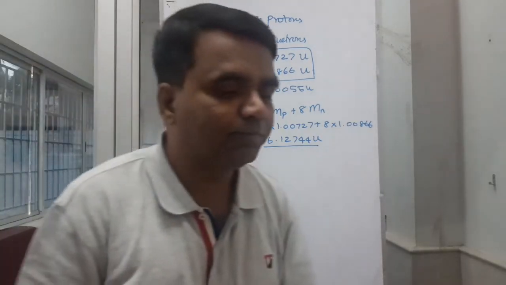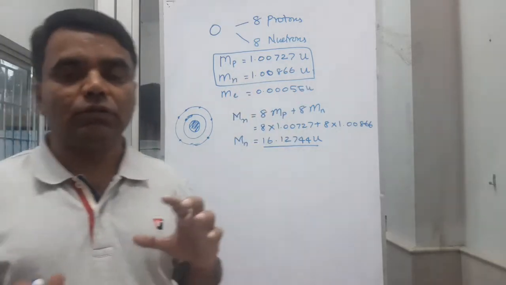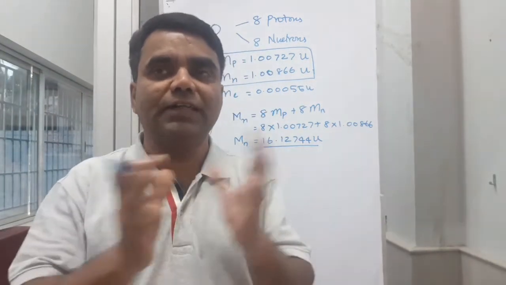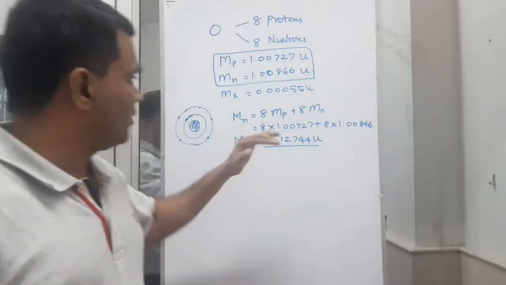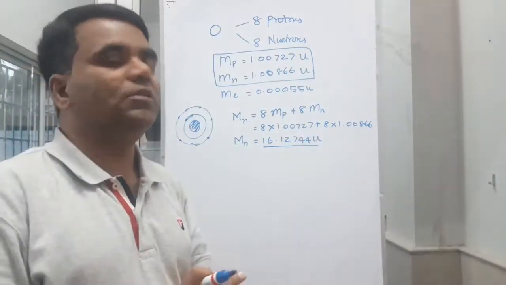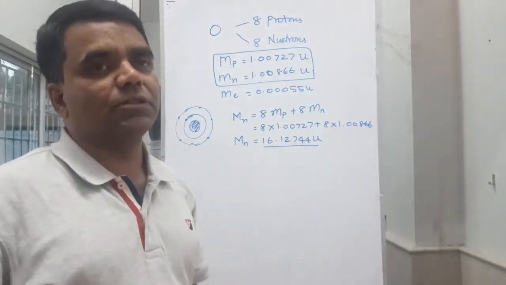So if I have 8 neutrons and 8 protons, and if I calculate the mass of them all, then this is the mass I should get. And then if I also add the mass of the 8 electrons here, then I will get the mass of the entire atom. And this would be the mass of the nucleus. This is what I should get.